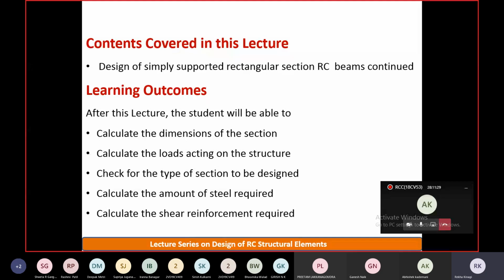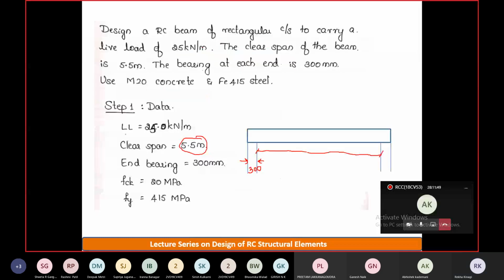Depending upon that category, we are going to decide whether it is a singly reinforced or doubly reinforced section, and we are going to calculate the amount of steel required, whether it is only the tension steel or both tension steel as well as compression steel, and we are going to calculate the shear reinforcement required also.